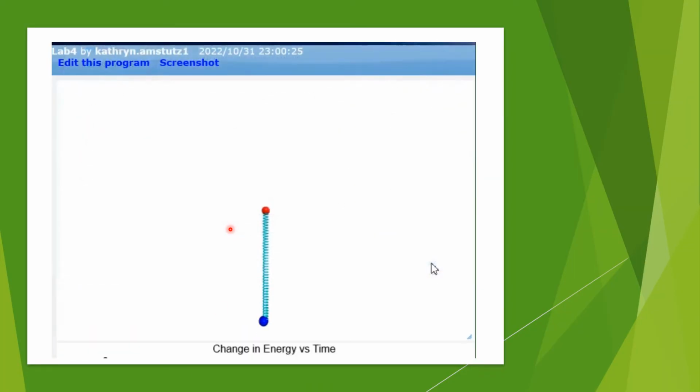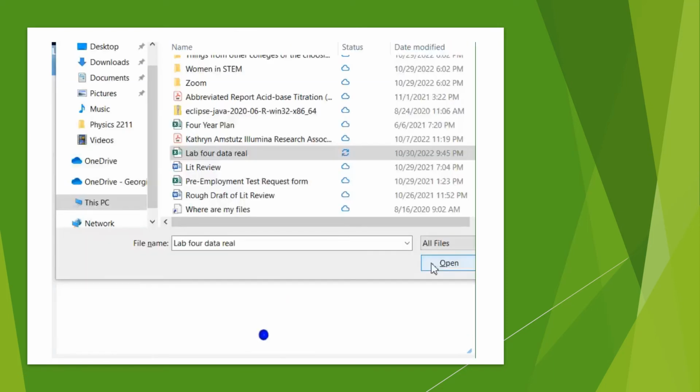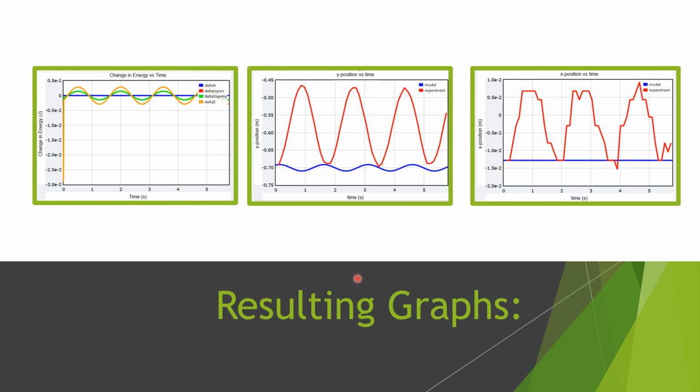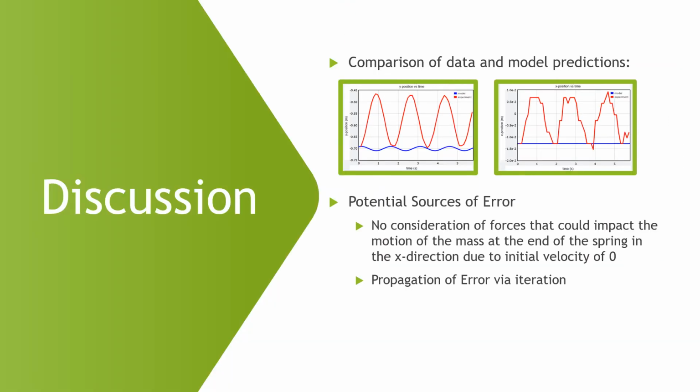This is our computational model. So the blue represents the computational model data, while the red represents the actual observed data. And here are the resulting graphs. We have our change in energy versus time, our change in y position versus time, and our change in x position versus time. So some analysis.